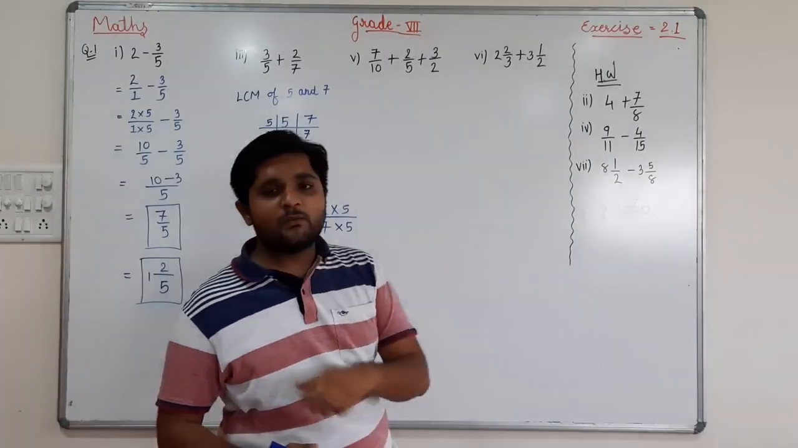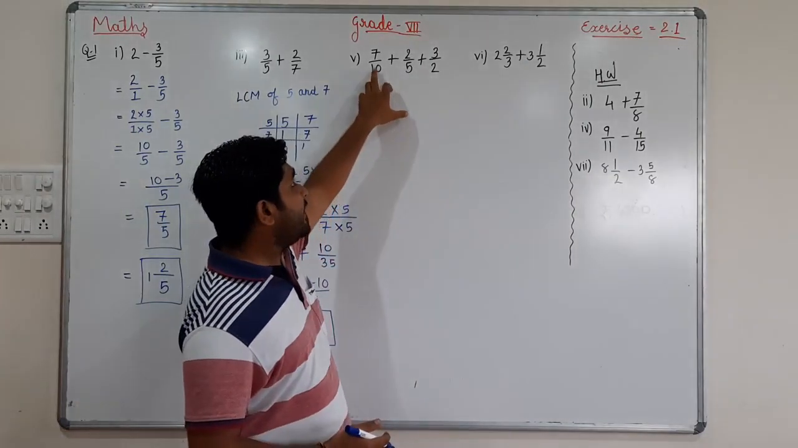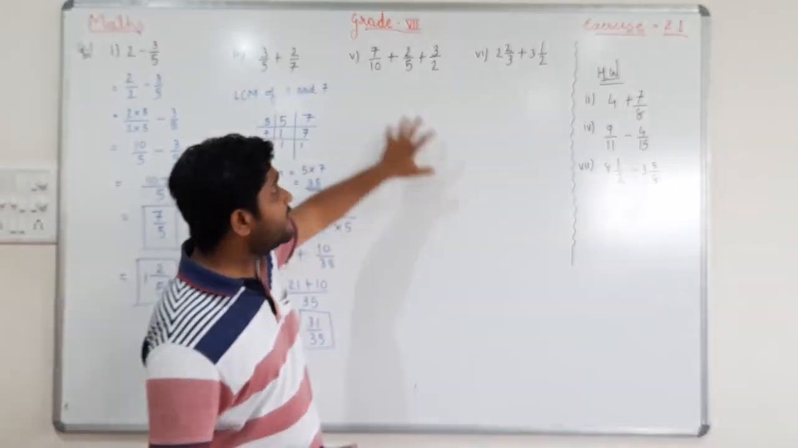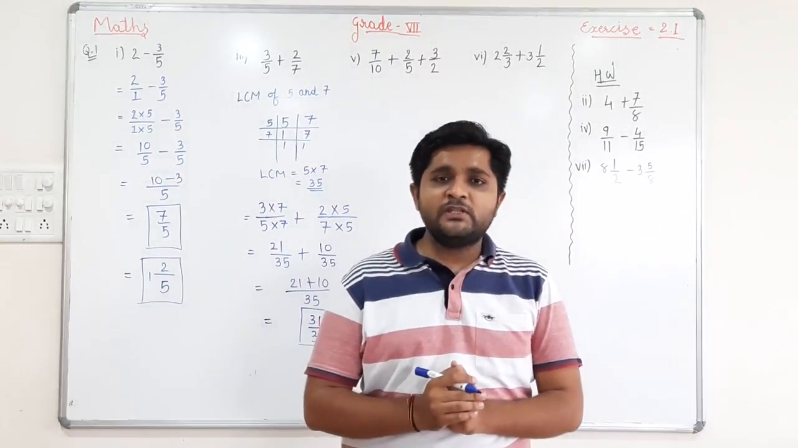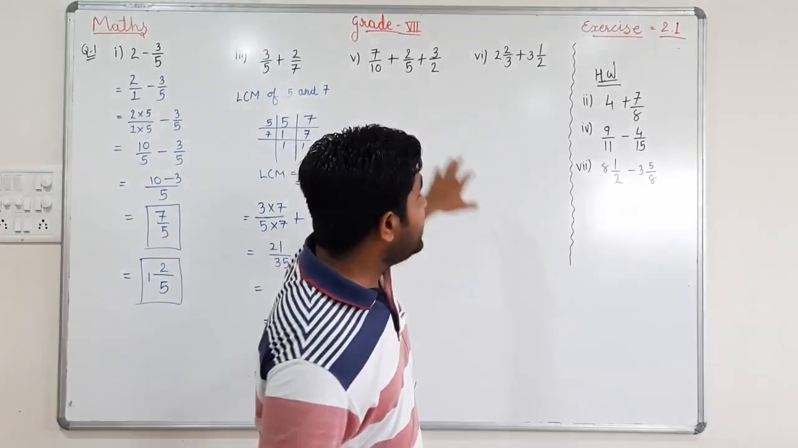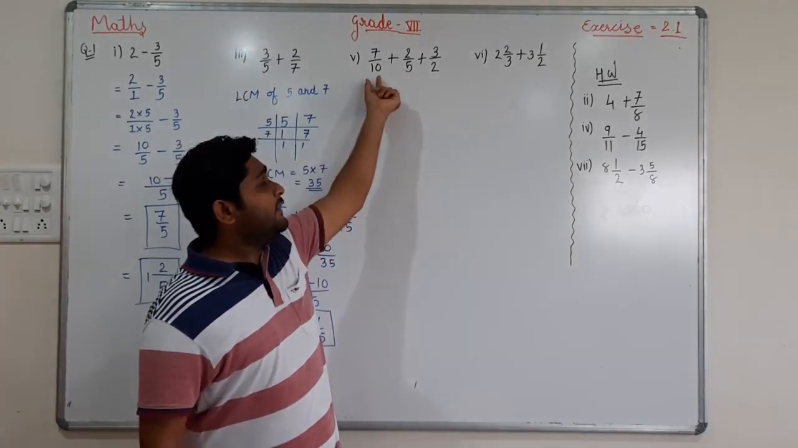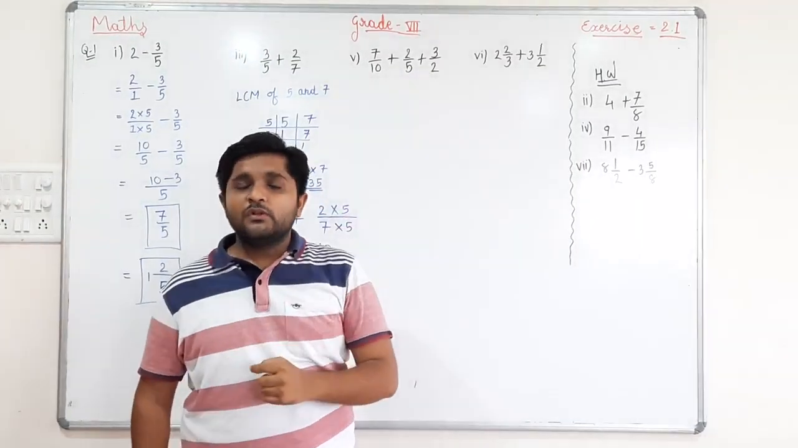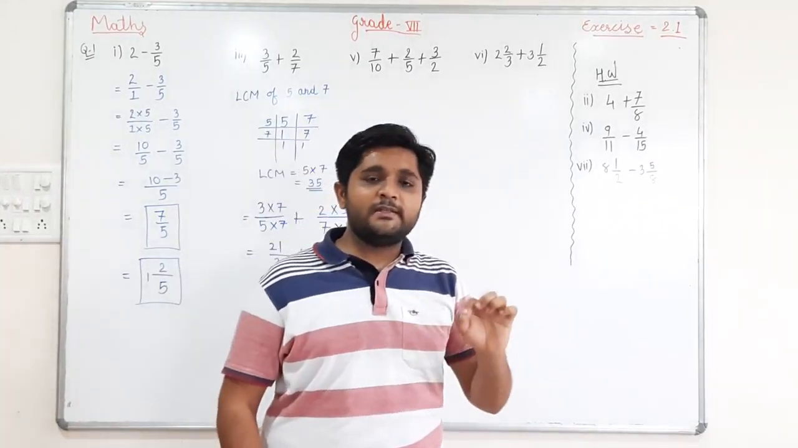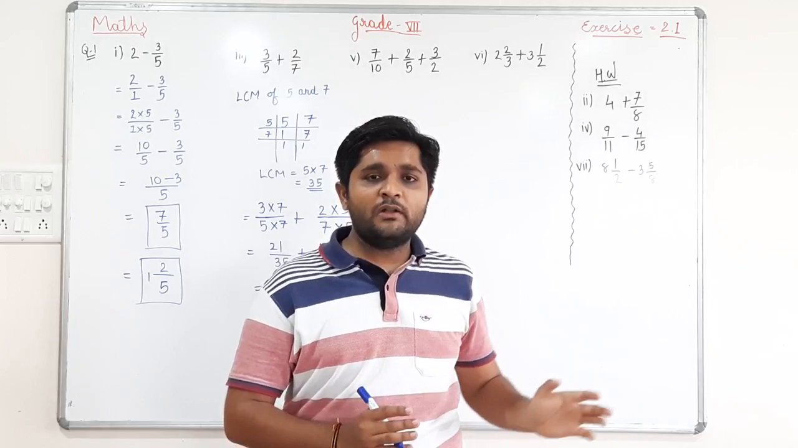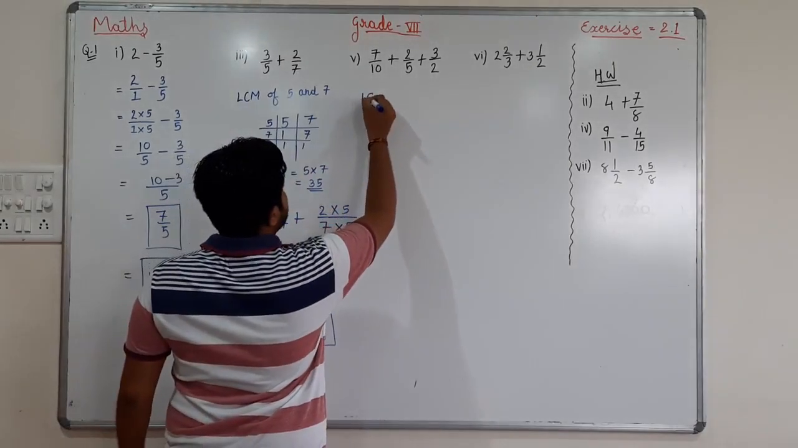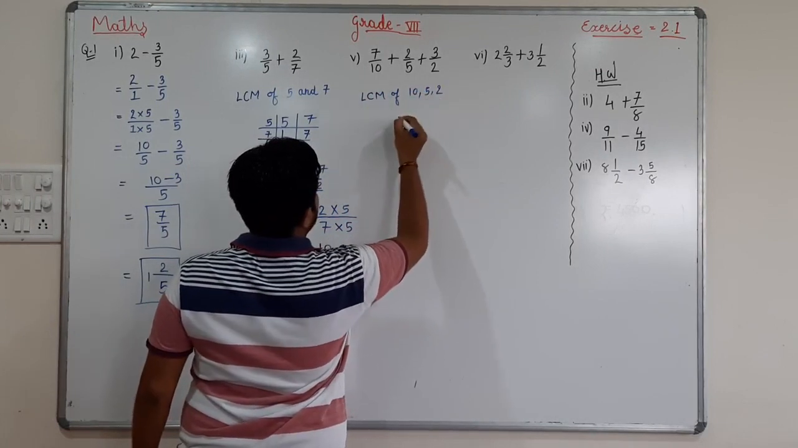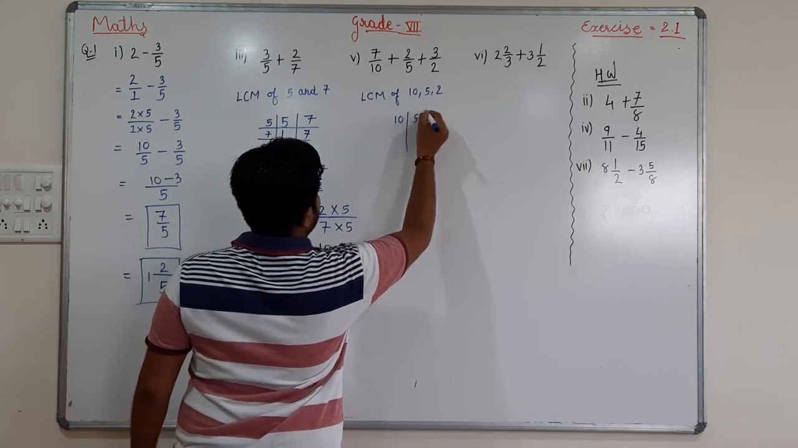Now let me move towards question number 5. So question number 5 is 7 upon 10 plus 2 upon 5 plus 3 upon 2. So here 3 fractions are there. We have to do the addition of 3 fractions. The denominators of all are different. Denominator of the first fraction is 10, here the denominator is 5 and here the denominator is 2. So first of all we have to make all denominators the same. So find out the LCM of all the denominators. LCM of 10, 5 and 2.